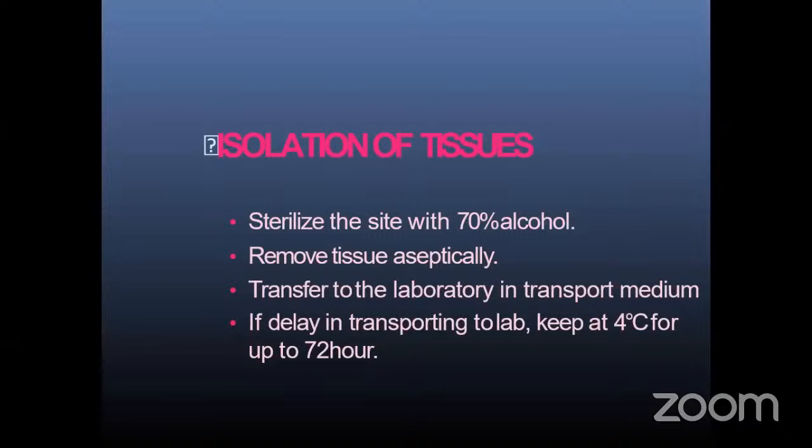Then you have to add a media called transport media, to transport to the lab. Suppose the animals are in some other place and your lab is very far, so within 24 hours, if you cannot do it, or there is a holiday the next day or something like that, usually in research we can expect some kind of delays. If there is any delay, you can store the tissue at 4 degrees centigrade for up to 72 hours, that too in transport media. Then you can transfer to the lab.